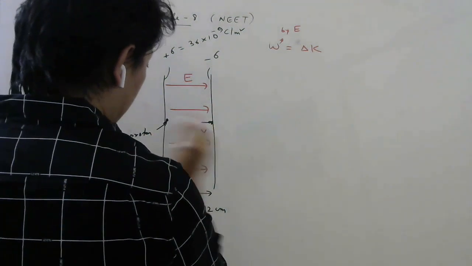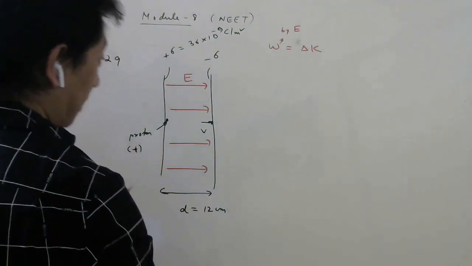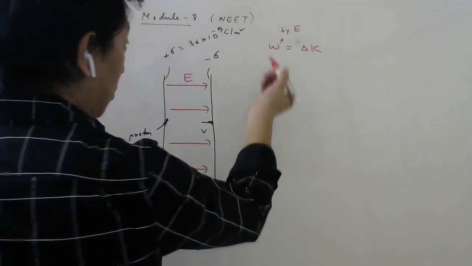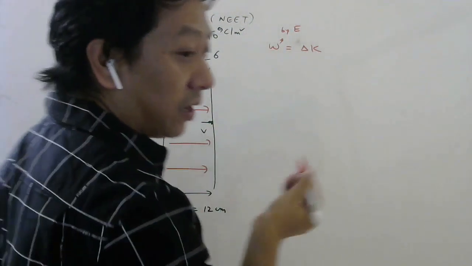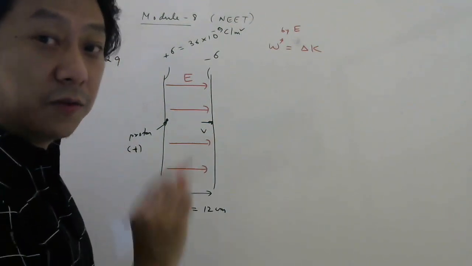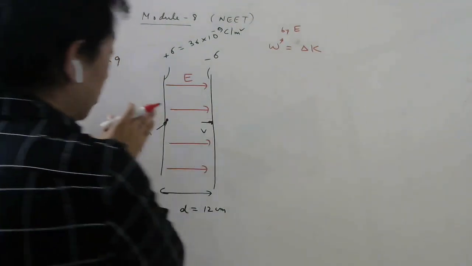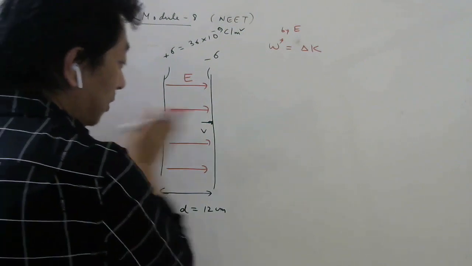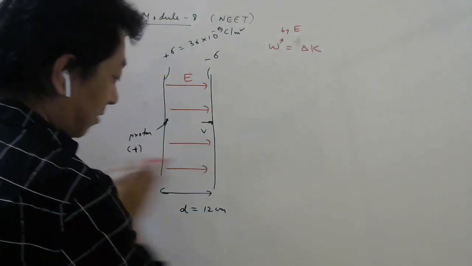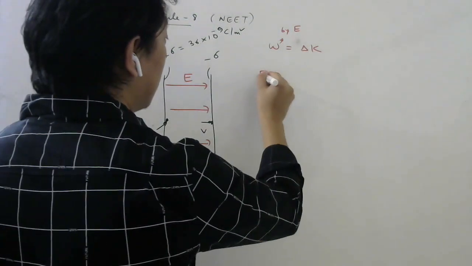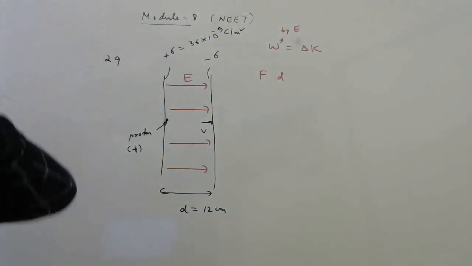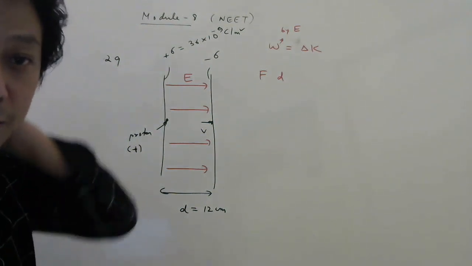From here to here, displacement is d and electric field is constant between the plates, we all know. So we can use the formula for work done as force into displacement into cos of the angle between force and displacement. Now force will be, since it is a positive charge, force will be this side wherever there is electric field. Displacement is also this side only, right? So force into displacement will be the work done. Angle between force and displacement is 0, so cos 0 will be 1.